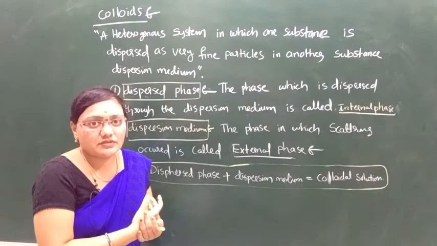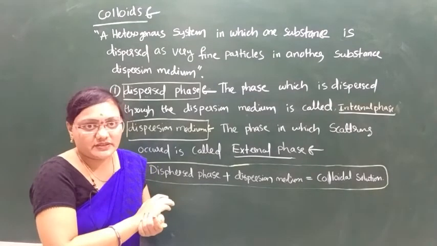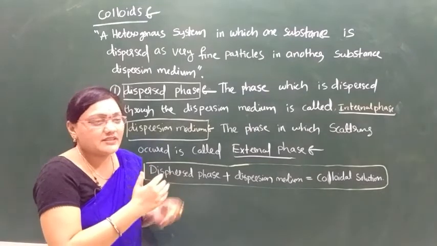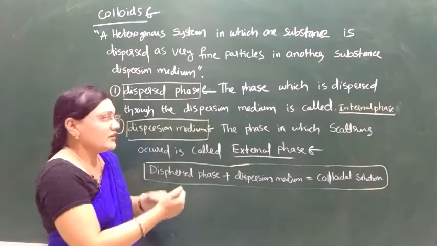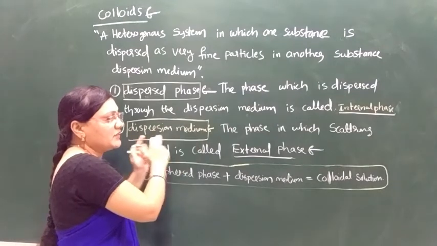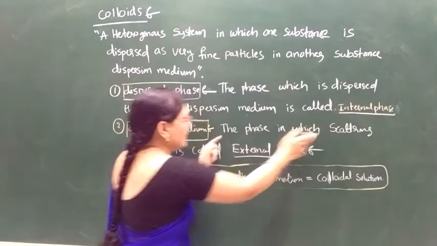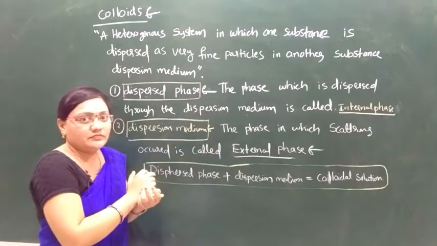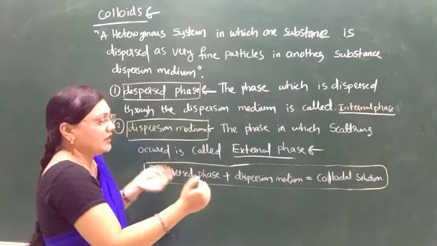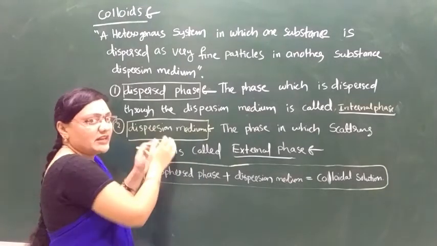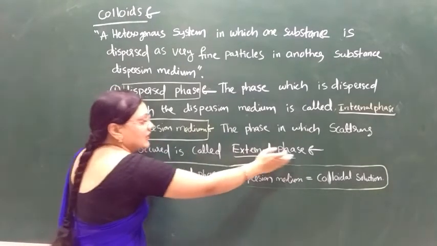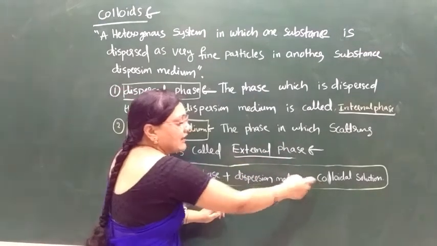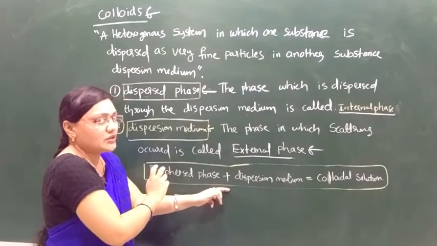For example, clouds: water droplets in air. We can't see the water droplets, that is the internal phase, the dispersal phase. The cloud is visible, that is the dispersion medium. The dispersion medium is the phase in which the scattering occurred, and it is called the external phase. Dispersal phase plus dispersion medium equals colloidal solution.